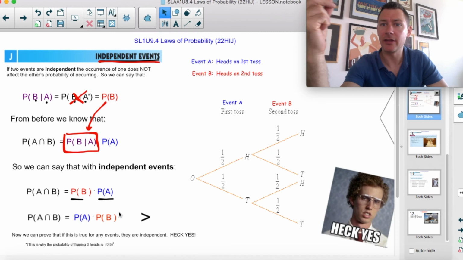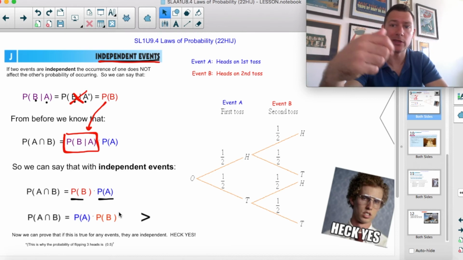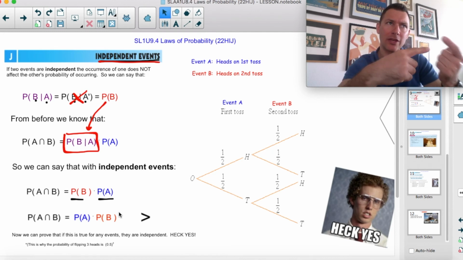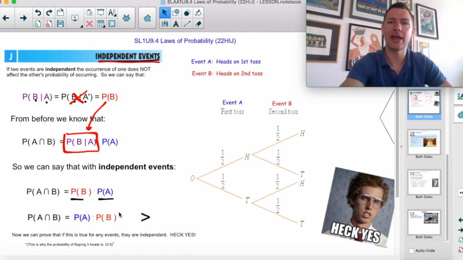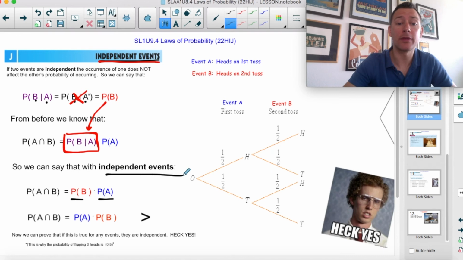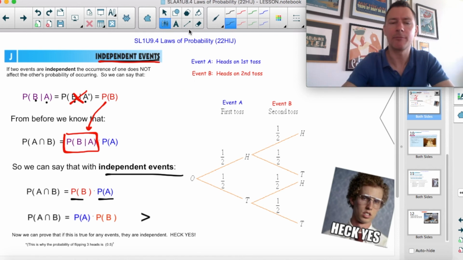It's not like pulling out a jelly bean, eating the jelly bean, and now my bag's different. It's flip a coin. The first coin flip and the 100th coin flip don't interact with each other. Or spinning a spinner and rolling a die, they don't interact with each other. And so we can mathematically show things are independent if we can't verify it by seeing it.